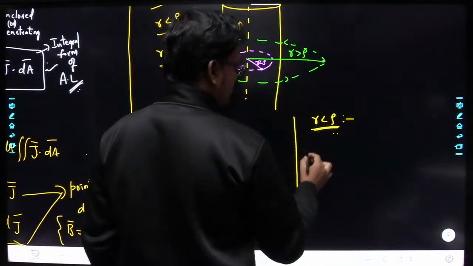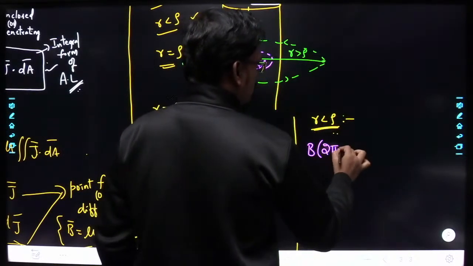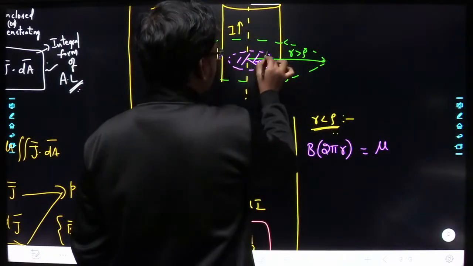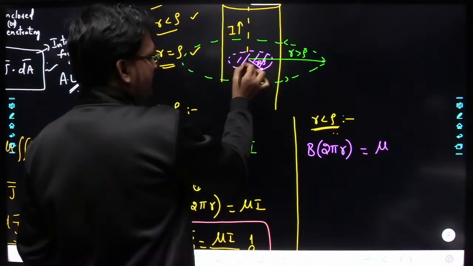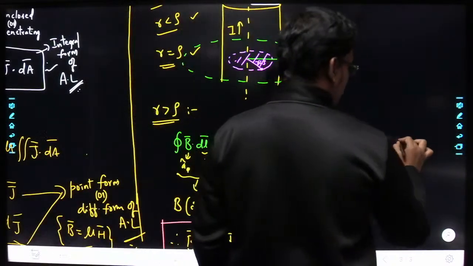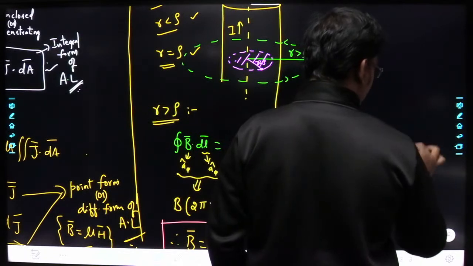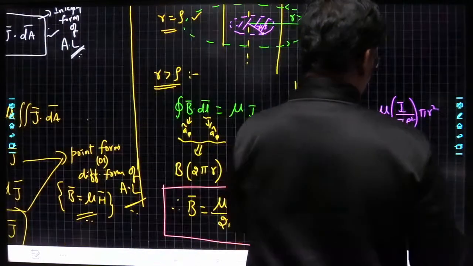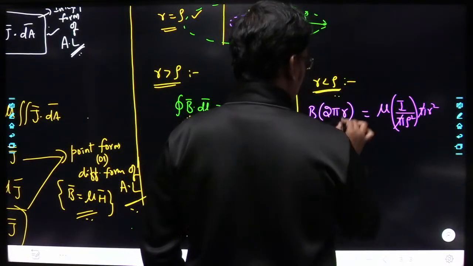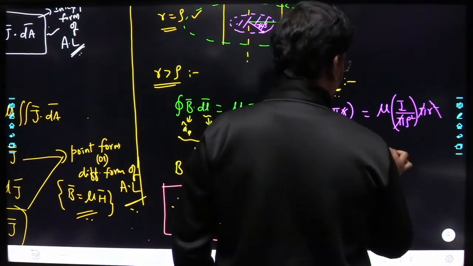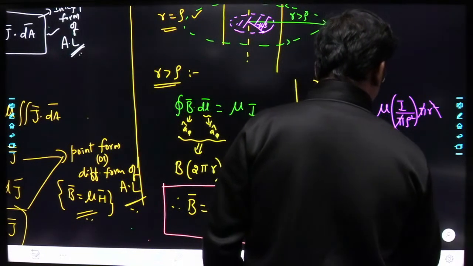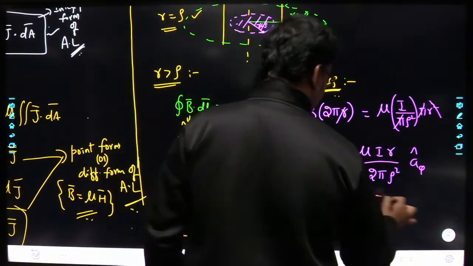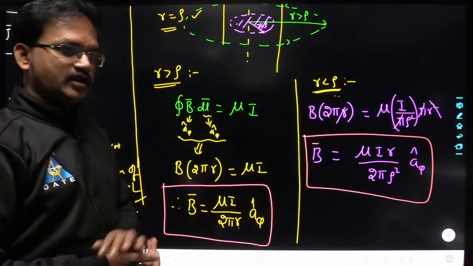So what did we get? I am writing directly here. We got B into 2 pi R is equal to mu into the current enclosed by this loop. The current enclosed by this loop is the current penetrating through this surface. So mu into I by pi rho square into pi R square. Here pi will get cancelled, and R will get cancelled. We got mu into I R divided by 2 pi rho square, A phi cap. This is the expression we got for the B field inside the cylindrical wire.